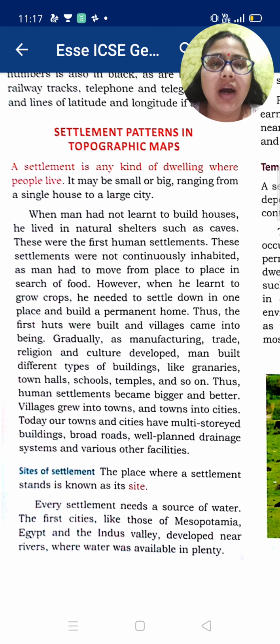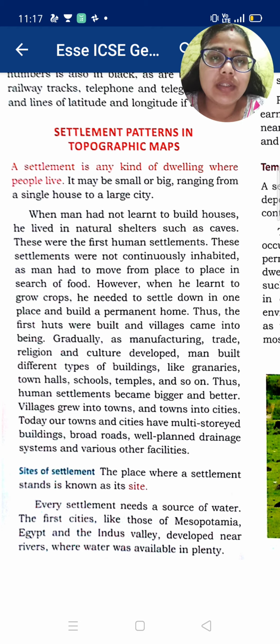When men had not learned to build houses, they lived in natural shelters such as caves. So, when human beings had not started making homes, they used to live in caves. Okay, these were the first human settlements. These settlements were not continuously inhabited, as man had to move from one place to another in search of food. So the caves were not permanent settlements, because human beings had to move from one place to another in search of food.